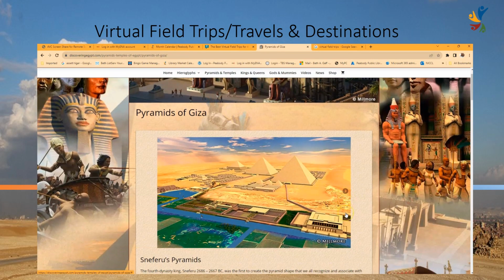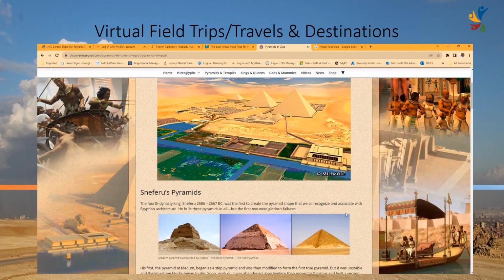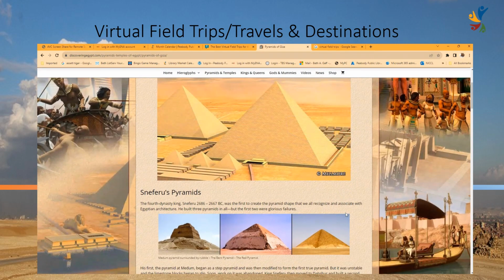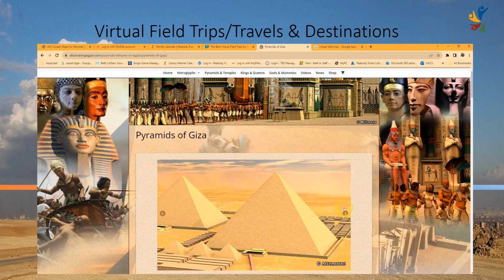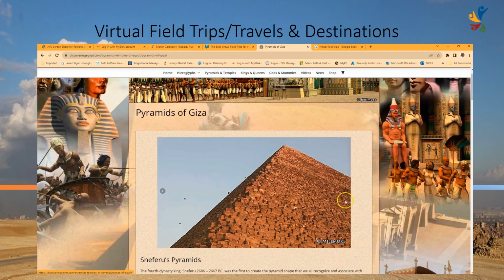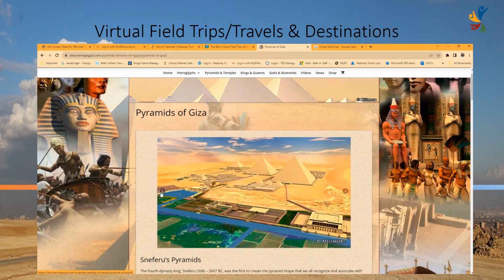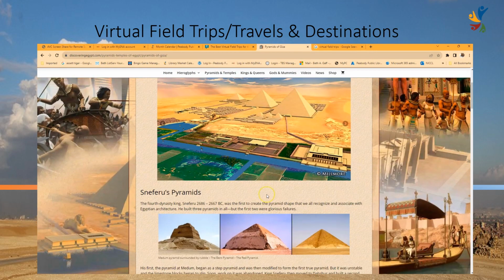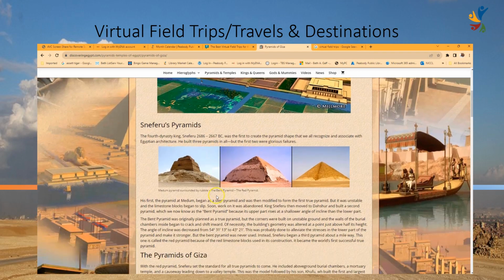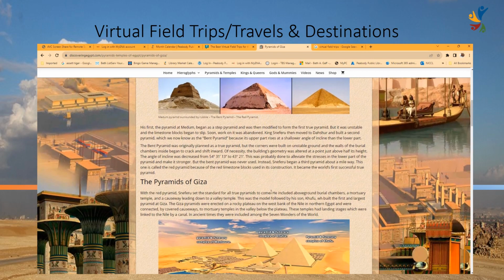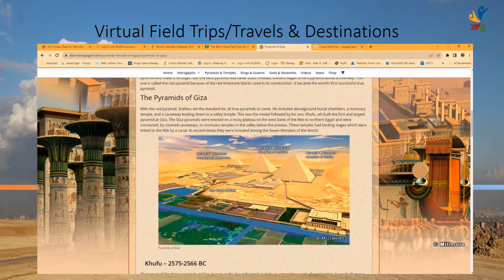So this one would be the layout of the Sneferu. I mean, it's just magnificent work. Fourth Dynasty. So here's your layout of those different pyramids.